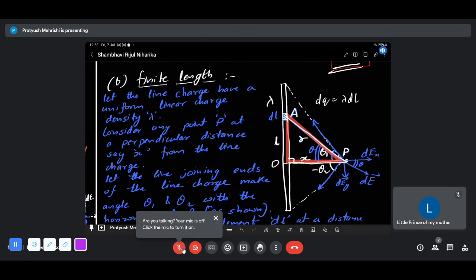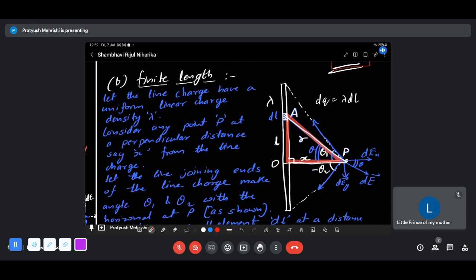So, when the wire is of finite length, it means the length is given to you. It is not infinite now. Then how to find the electric field and what will be the derivation? This derivation is asked in boards. That's why we have to study all these derivations. Okay. Now, finite length.